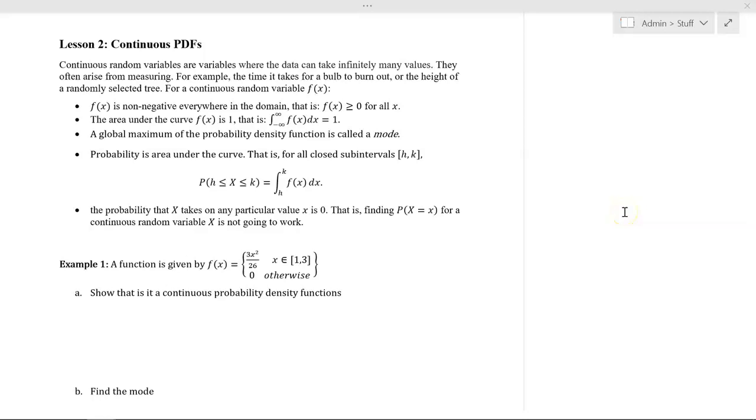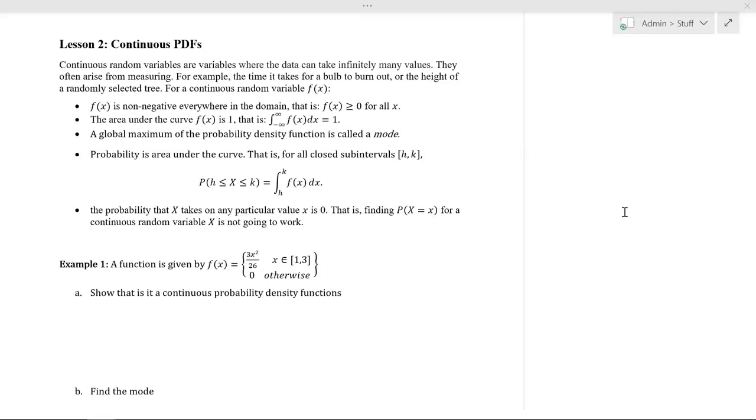Okay, in this lesson we're going to start the Year 12 work, and the Year 12 work focuses on continuous random variables. So these are variables where the data can take on an infinite amount of values. They often arise from measurements, so for example the time it takes for a light bulb to burn out or the height of a tree, because we can measure those to lots and lots of decimal places.